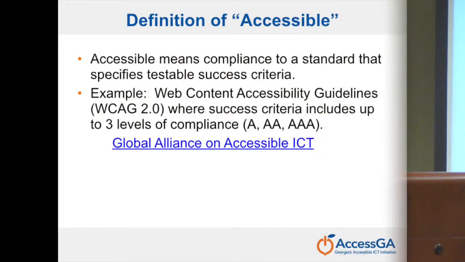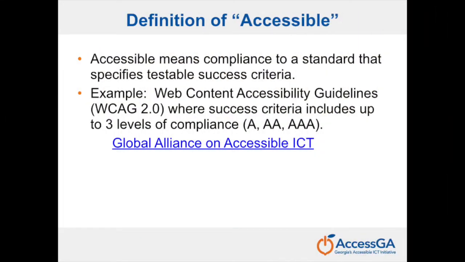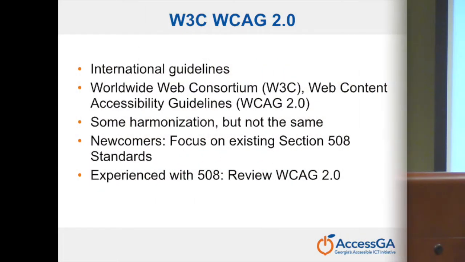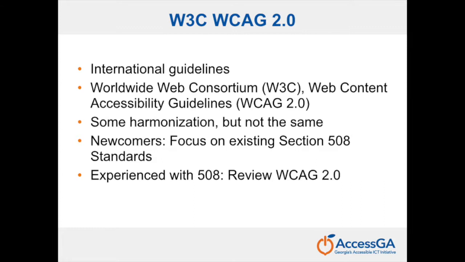What accessible means in the ICT world, and really beyond that, is compliance to a standard that specifies testable success criteria. So you've got to have, what are the criteria for saying that something's accessible or not? 508 gives you that from the federal standpoint. The 508 standards do. But in addition to that, there's a group, the Web Content Accessibility Guidelines, and that's pronounced WCAG 2.0. It talks about success criteria of websites that will be at up to 3 levels of compliance.